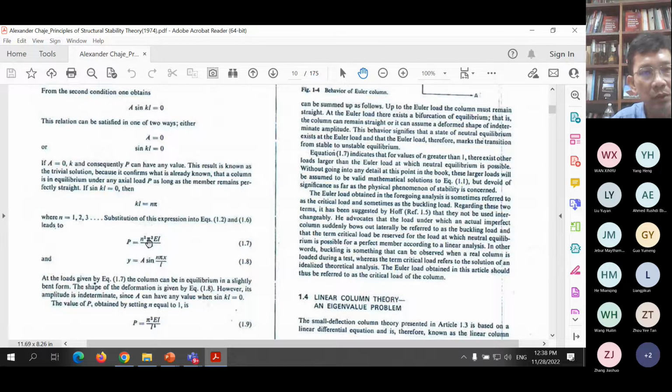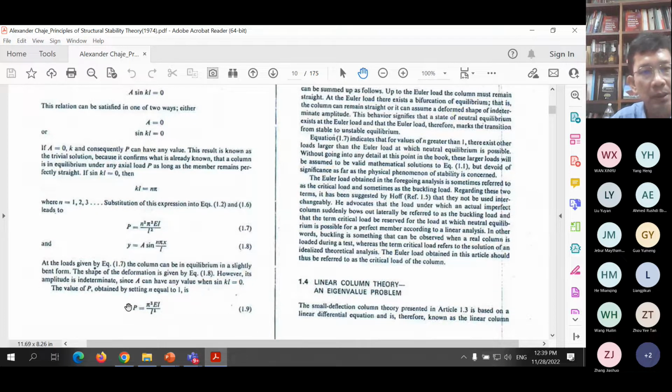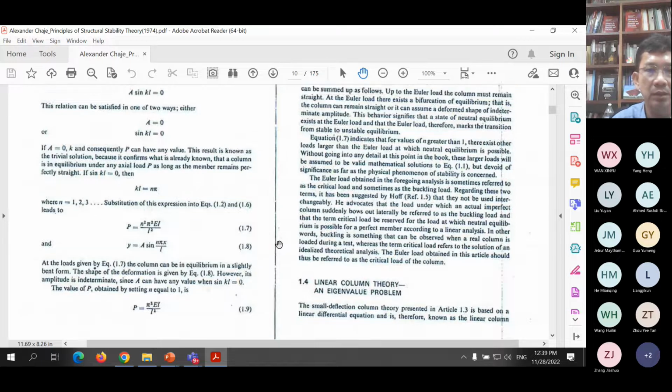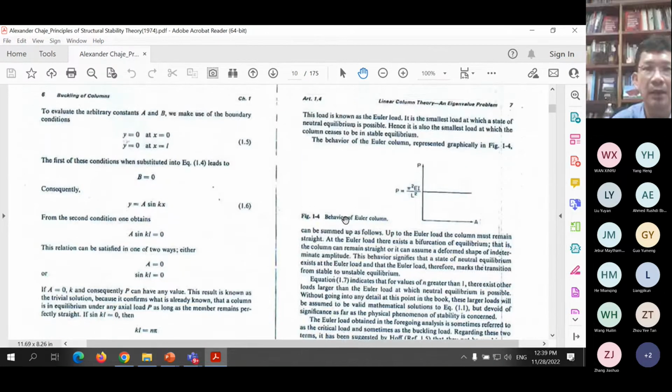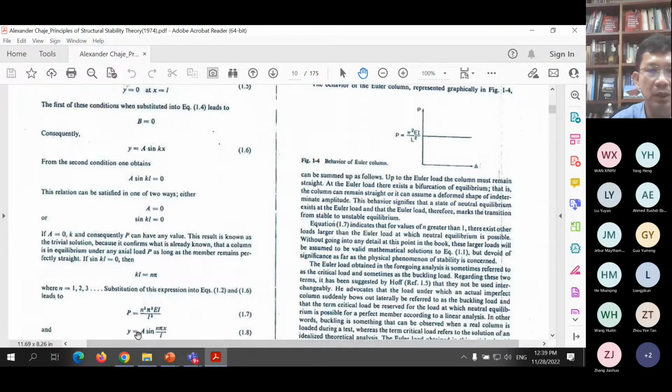So if you choose n equal to 1, from equation 1.7 you get equation 1.9. This is the critical load of the Euler column, the famous Euler column: P is equal to pi square EI over L square. EI is the bending rigidity of the column, and L is the height or the length of the column. And if you put n equal to 1 in equation 1.8, you get the shape: y is equal to A sine pi x over L.